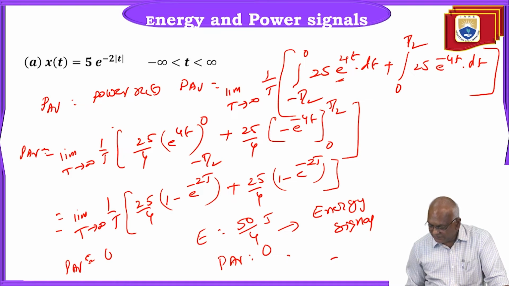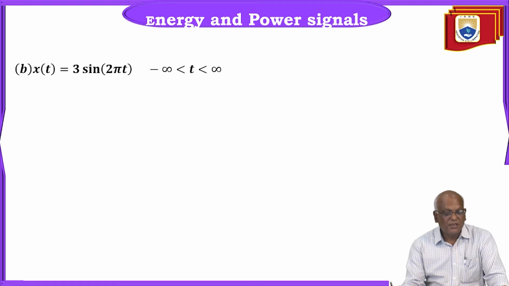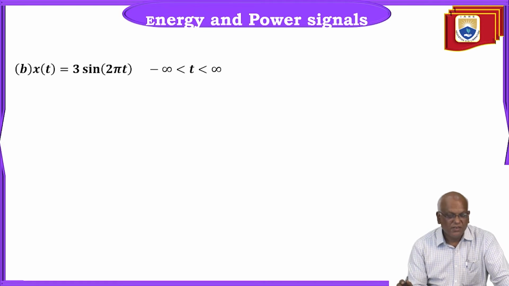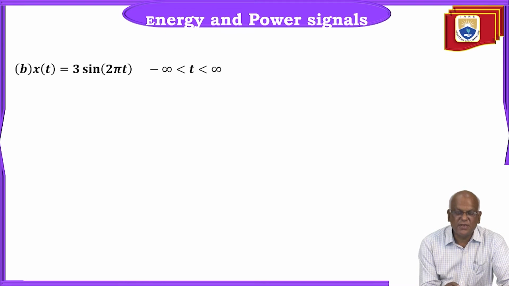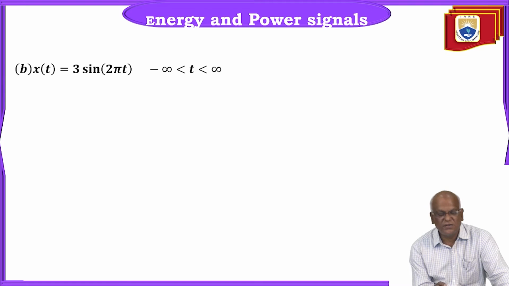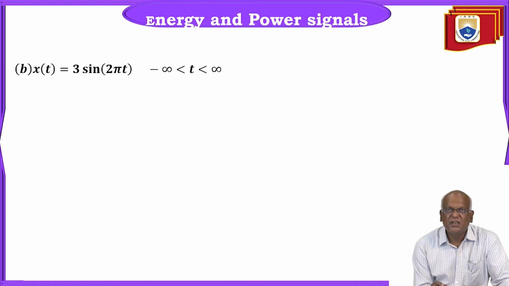Next we go for the second problem. The signal is x of t equal to 3 sin 2 pi t. You observe that the t value varies from minus to plus infinity. The sine signal varies from minus to plus infinity, and it is also a periodic signal. For this we are finding the energy and average power.